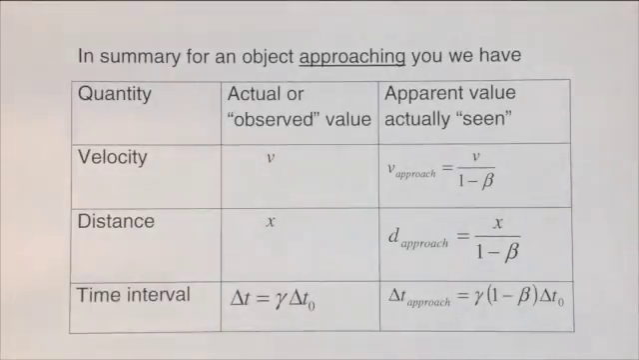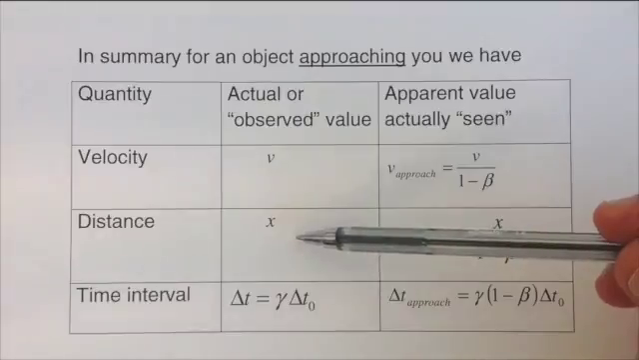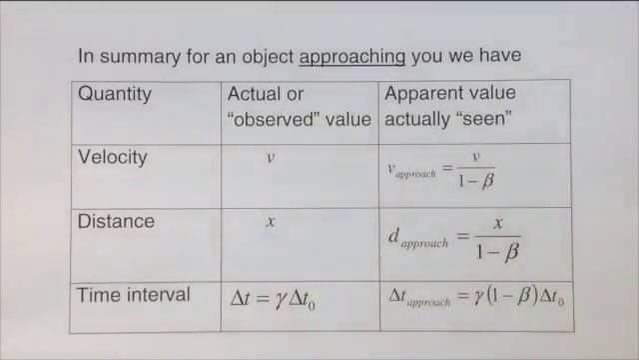When an object is approaching you, these are the equations you have to use to calculate what you would actually see. They are all in your lab manual. Now, beta is the velocity expressed as a fraction of the speed of light. So for 95% the speed of light, beta is just the number 0.95. Now, v and x are the actual velocity and position of the object in your frame of reference.